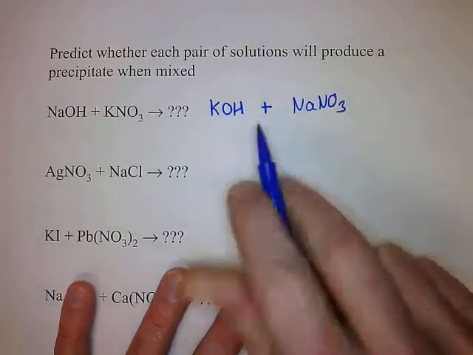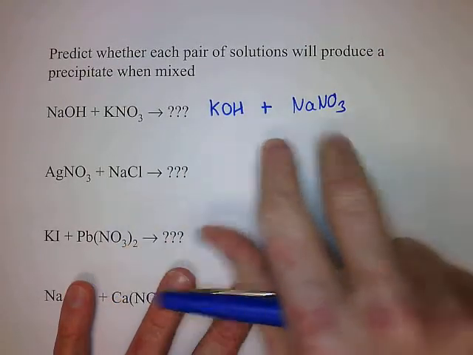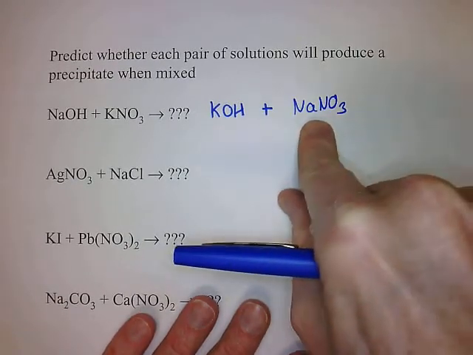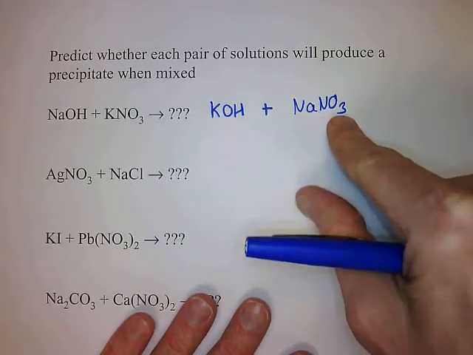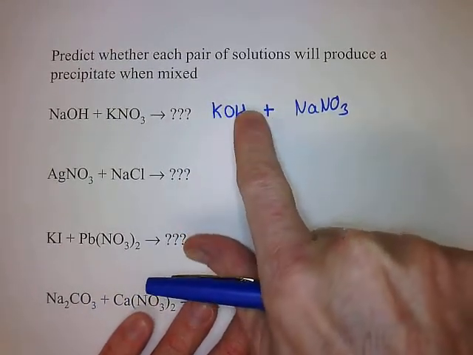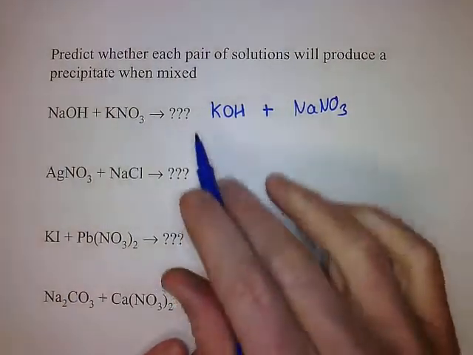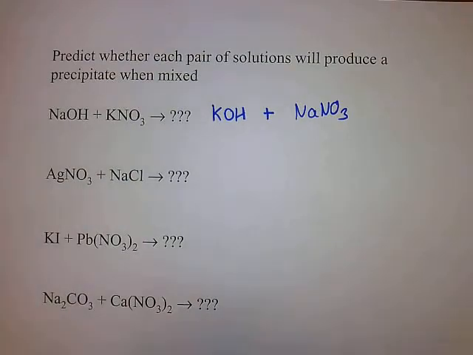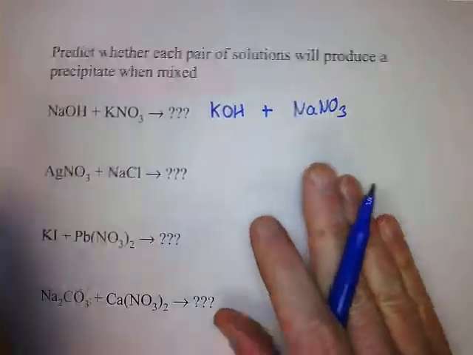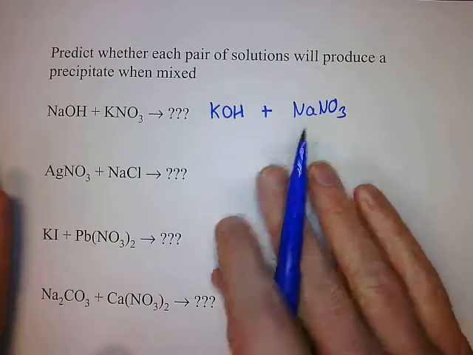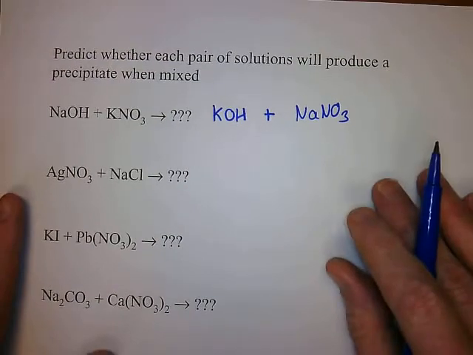So the question is, are these soluble? Well, one of our rules was all nitrates are soluble, right? So that's soluble, and all our hydroxides are insoluble except with alkali metals. Potassium's an alkali metal, so that's soluble. So basically no precipitate. In a sense, you can mix the two solutions together, but nothing is really going to happen.